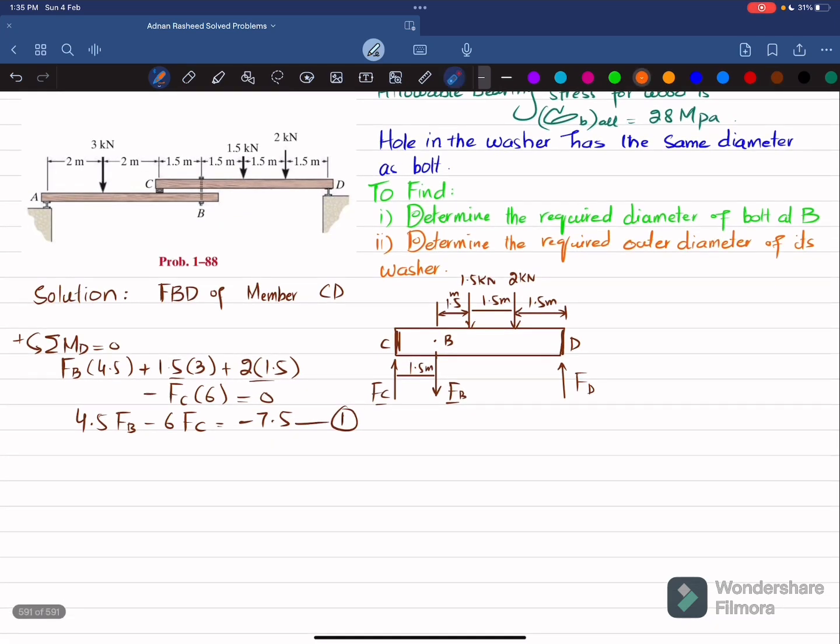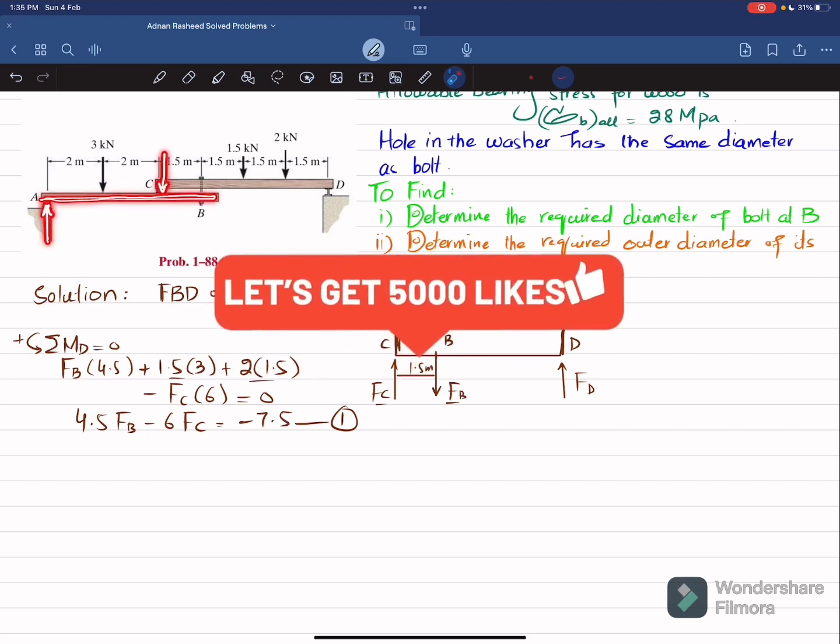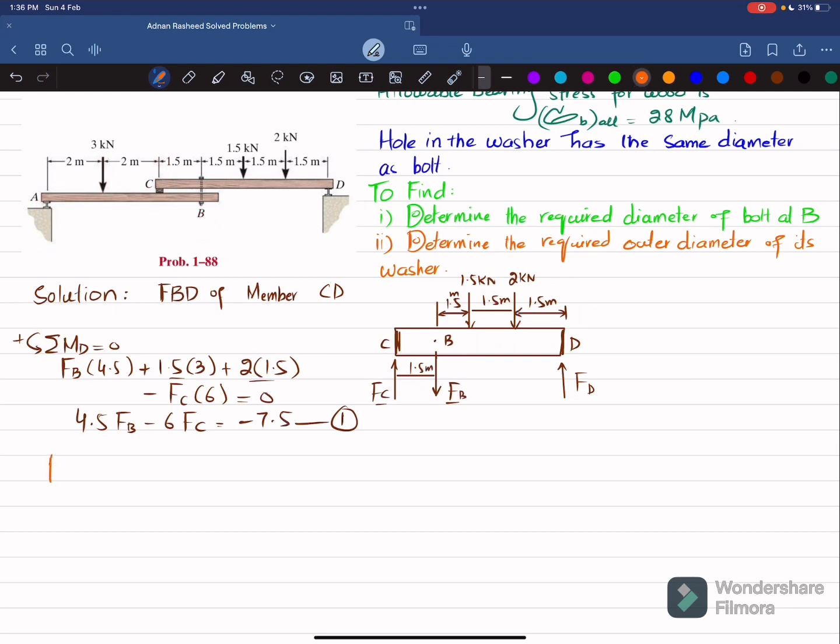Now we will take the free body diagram of this beam AB. You can see there is a vertical reaction force. The force FC will now act downward on this, and FB will also be upward on this, and there is a load. So we will draw this free body diagram. I will write FBD of member AB. Let me draw the free body diagram again. You can see this is point A. You will have a vertical reaction force, which is FA.